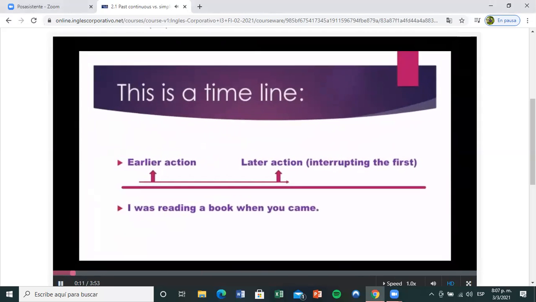This is a timeline. Notice both actions happened at the same time, but one action began earlier and was in progress when the other action happened. So we may say, I was reading a book when you came.